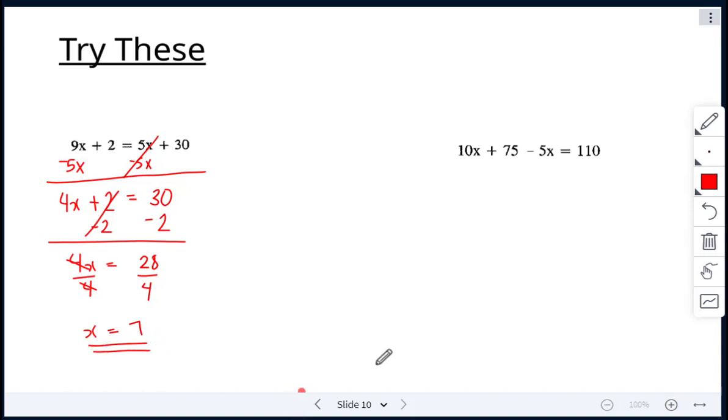All right, for this equation, on the left side, we have a 10x and a minus 5x. We don't have an x on the right side. Because they're all on the same side of the equal sign, we can just collect those together. So 10x minus 5x is 5x, and we have the plus 75 equal to 110. Next we are going to subtract 75 on both sides.